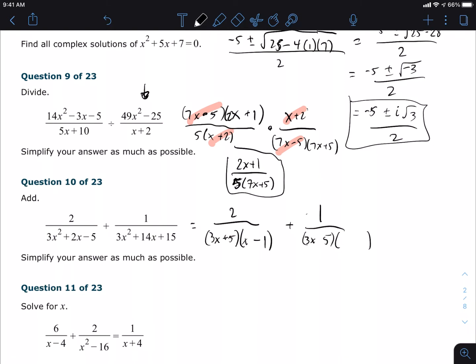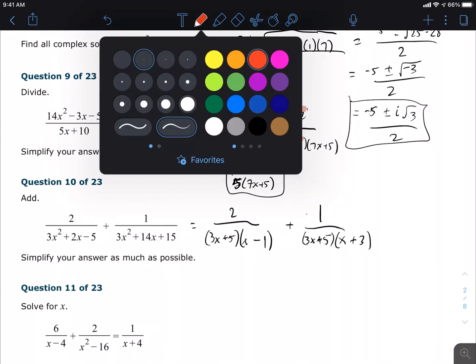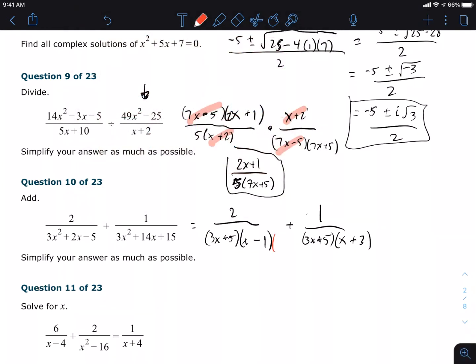Oh, there it is. 5 and 3. And they're both plus. So we can see the things that they have different that we need. And I'll write it in a different color so you can see it. This one needs x plus 3, so I have to put x plus 3 above. This one needs x minus 1, so this will need an x minus 1 up above.